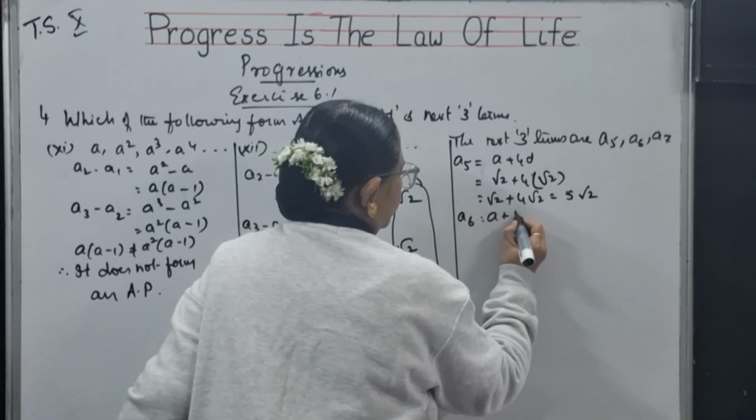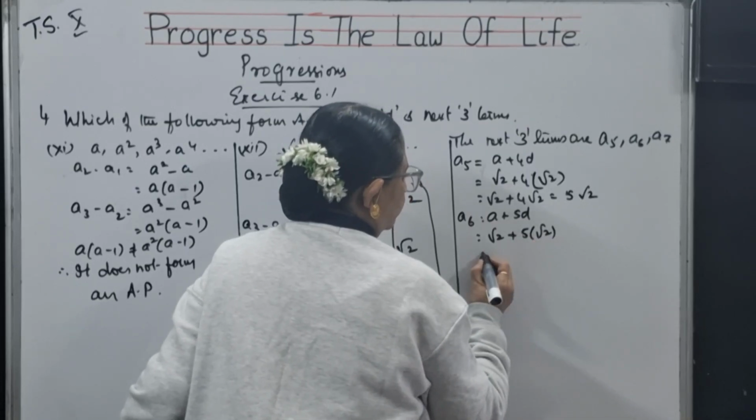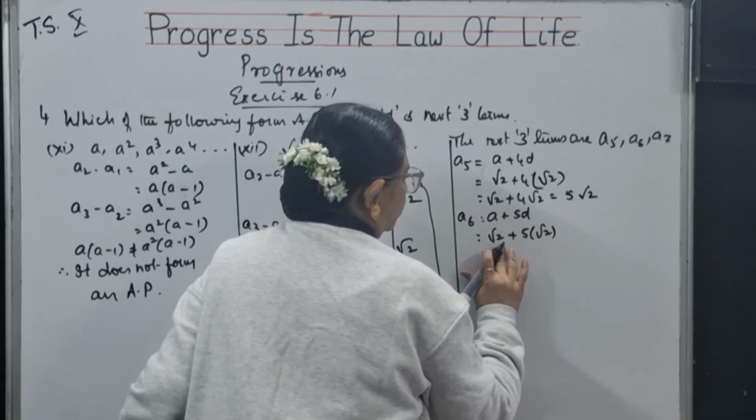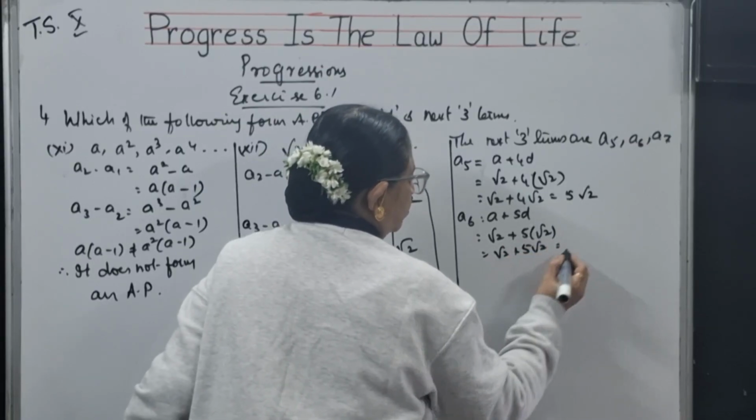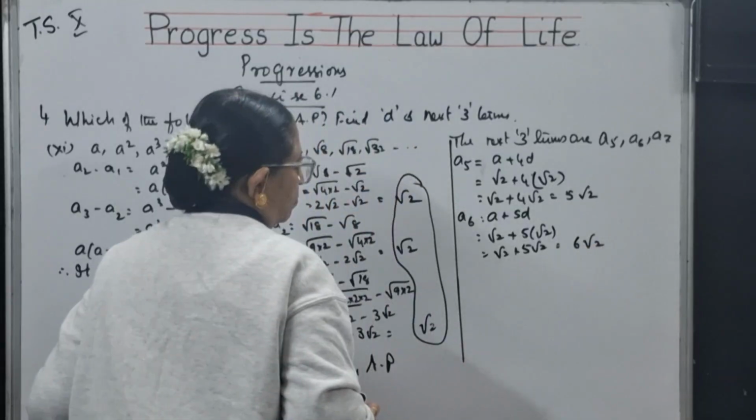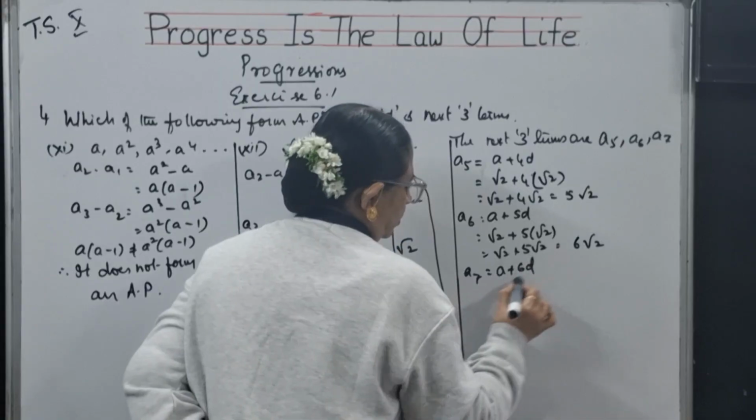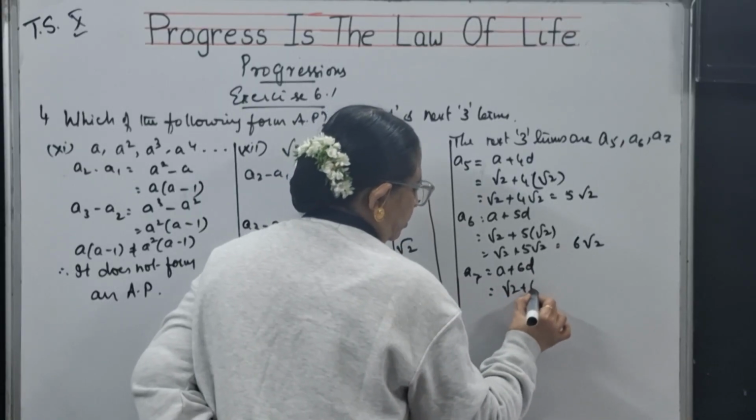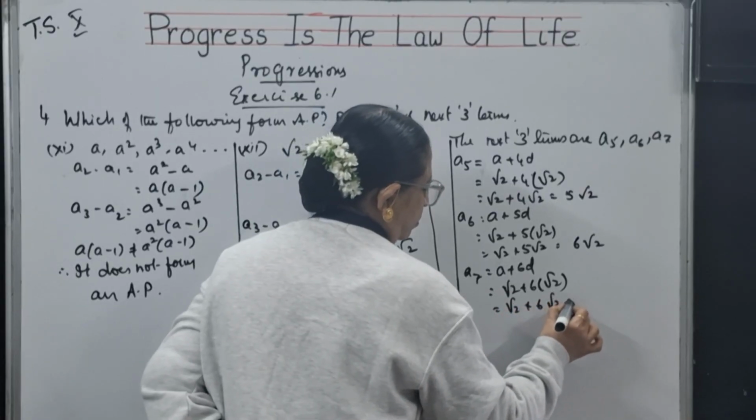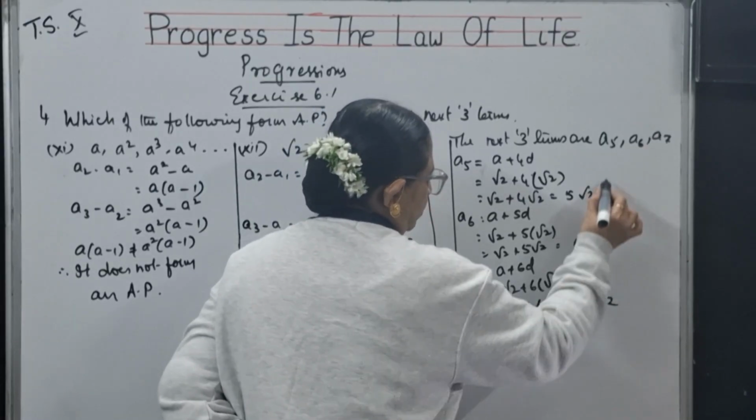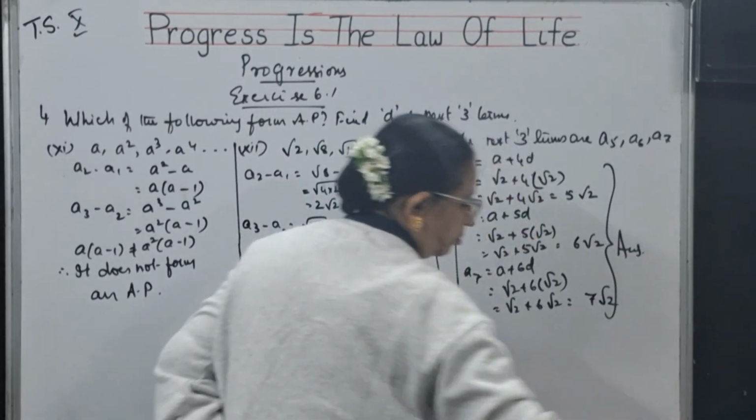a6 is a plus 5d. That is root 2 plus 5 into root 2, root 2 plus 5 root 2. This is nothing but 6 root 2. Now a7. a plus 6d. Root 2 plus 6 into root 2. Root 2 plus 6 root 2. That is 7 root 2. So these all are the answers for this bit, children.